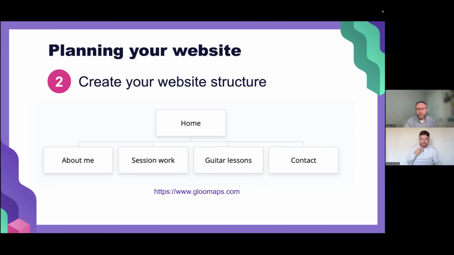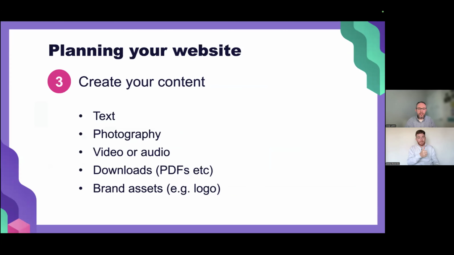So once we've defined our structure, we then think about our content. So what do we mean by content? In simple terms, content is everything that appears on your website. So it's all of your copy. It's your text, it's your photography. You may have video or audio files that you want to use. You might also have downloads such as PDFs and Word documents, and you may even have brand assets such as logos, etc. So all of that is broadly your content.